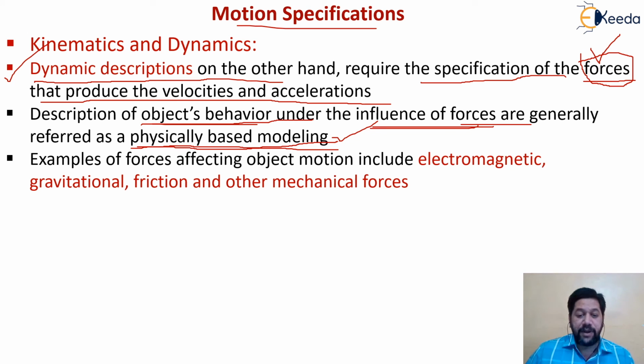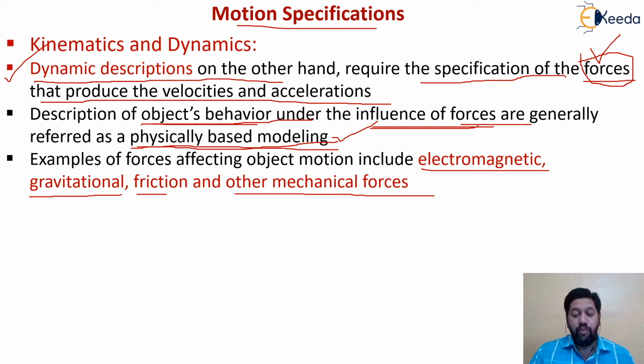Examples of the forces affecting object motion include electromagnetic force, gravitational force, friction, or other mechanical forces, that we have to specify. So we have to consider which type of force has made this object move or has given the motion to that object. Whether that force is electromagnetic, gravitational, friction, or other mechanical forces, that is what we are specifying and considering here.